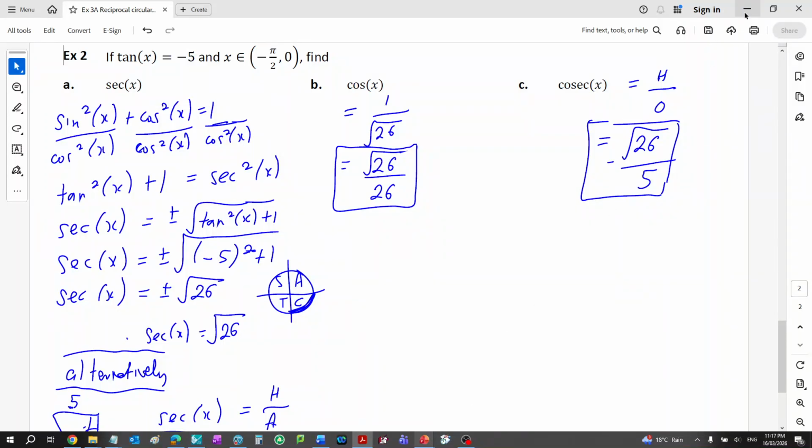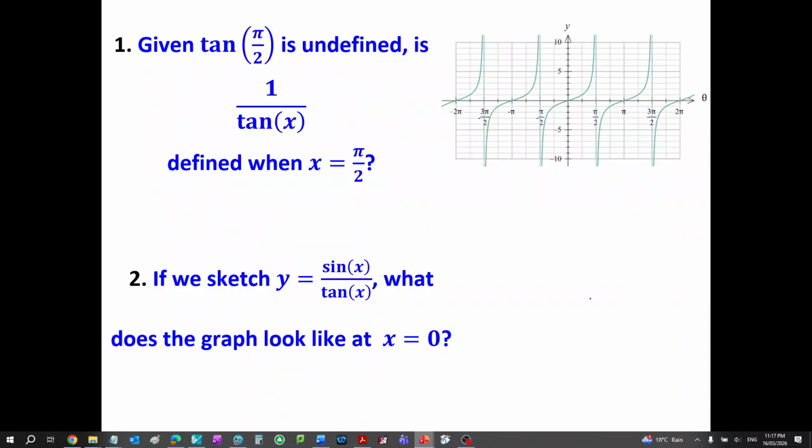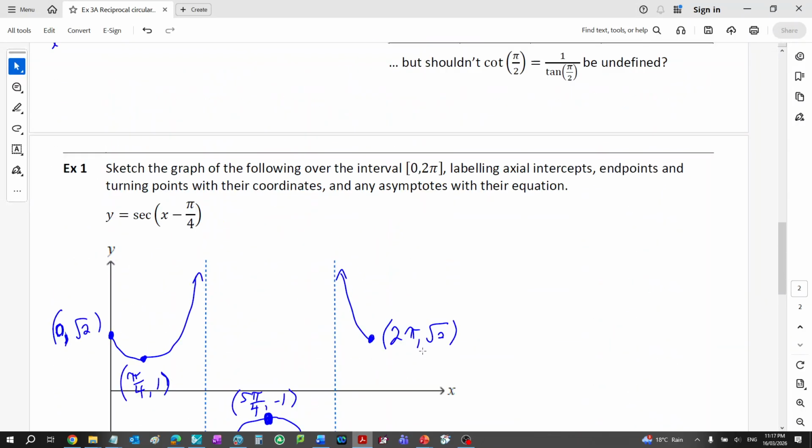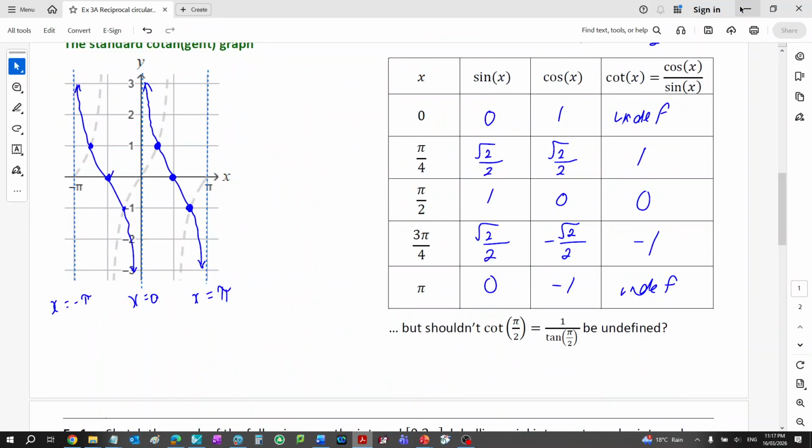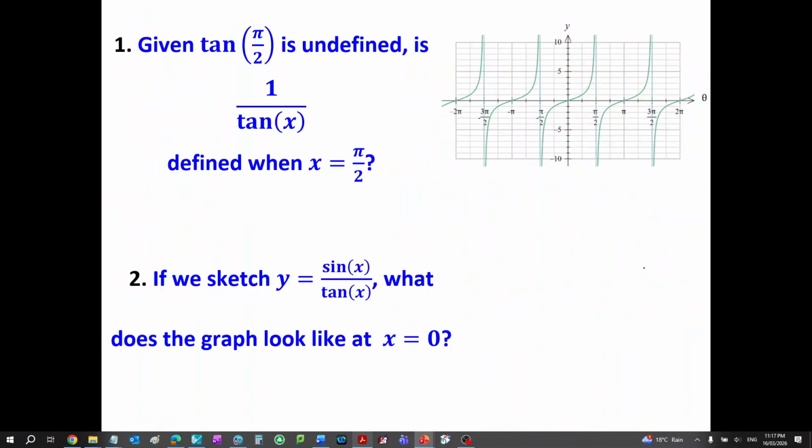Okay, so back to the first question. Given tan pi on 2 is undefined, is 1 on tan x defined when x equals pi on 2? And so when we drew a graph for cotan, it was 0, right here, it was 0. And so what are our options here? We can think of this as 1 divided by sine x on cos x, which is going to be cos x on sine x.